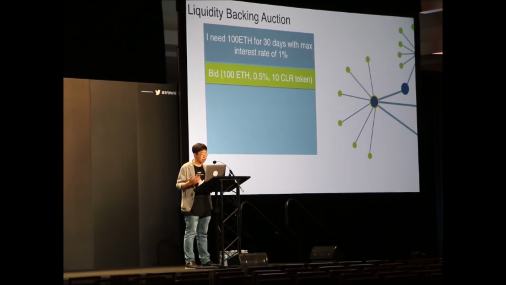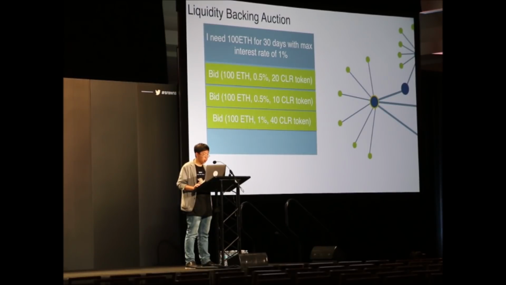For example, an off-chain service provider may say, okay, I need 100 ETH for 30 days with a maximal acceptable interest rate of 1%, and people can just bid on this contract. Someone will say, okay, I'm willing to lend you 100 ETH for 0.5% interest rate, and I have 10 Celer token I'm willing to lock into this process. Someone is saying, okay, I'm willing to lend you this for 1% interest rate, and someone else may say, I'm willing to lend you at 0.5%, the same as the first guy, but has more Celer token he's willing to stake or lock into this auction process.